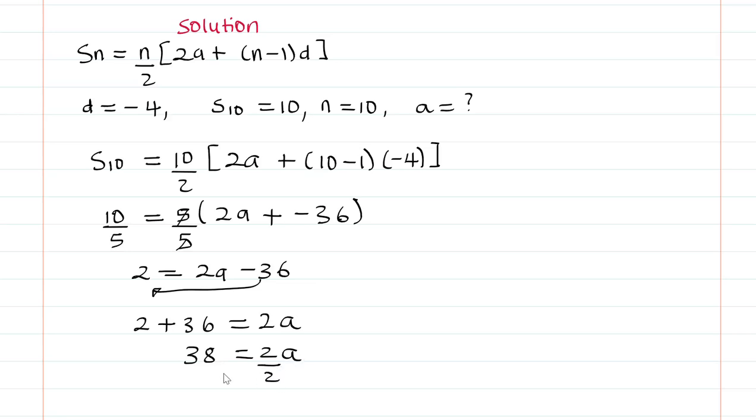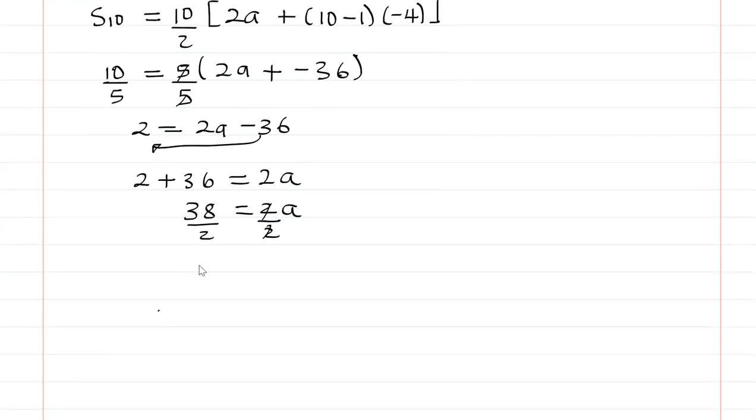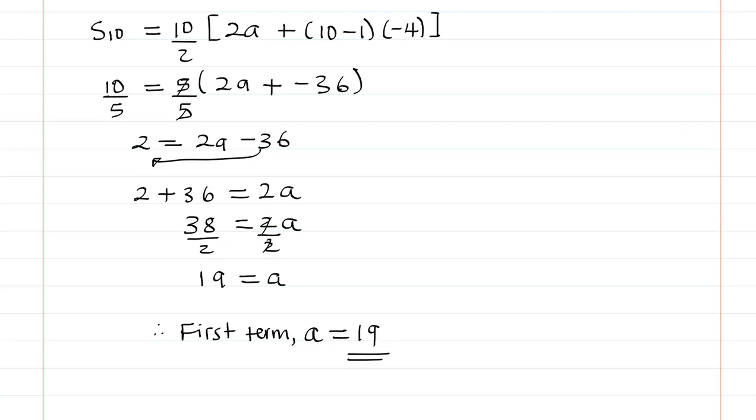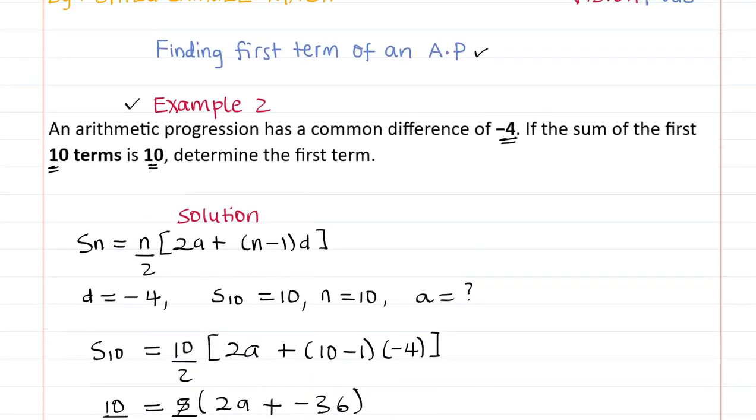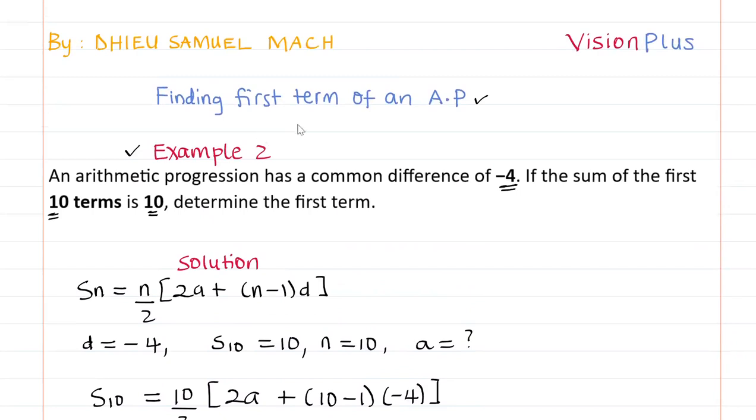Then we find a by dividing both sides by 2. 38 divided by 2 is 19. Therefore, 19 equals a. So our first term is 19. Our first term is 19. And this makes the solution to example 2 when we are looking at how we can find the first term of an AP when we are given the common difference and the sum of a given number of terms.